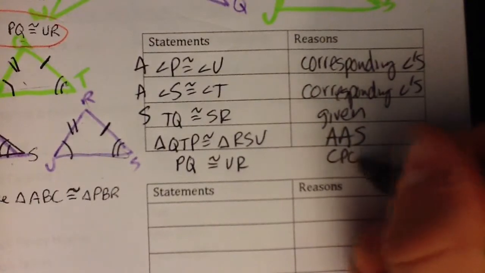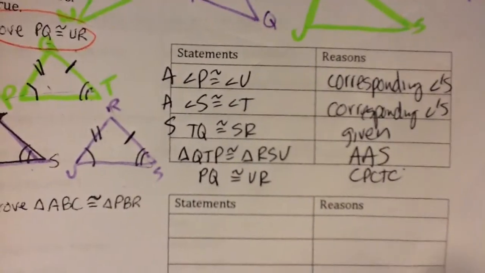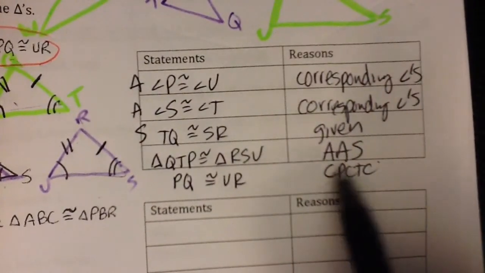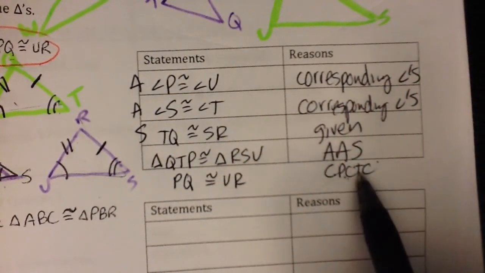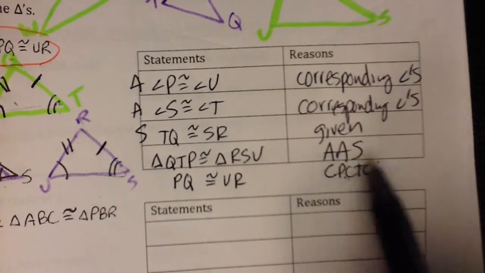And what we called that was CPCTC. What does that mean again? That means corresponding parts of congruent triangles are congruent. So corresponding parts, like matching parts of congruent, the same triangles, are congruent.